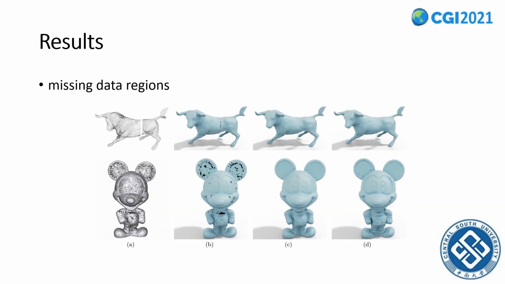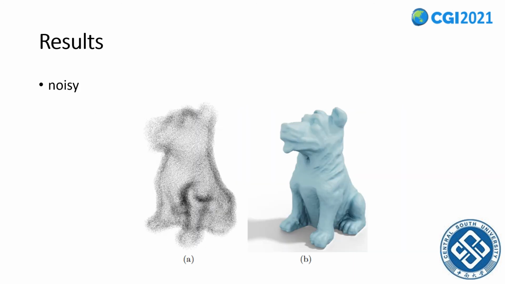As the images show from B to D on top, with the increasing of the support radius, missing data regions will be patched, and details can still be preserved. Noisy data can also be denoised after using a regularization matrix and several iterations.